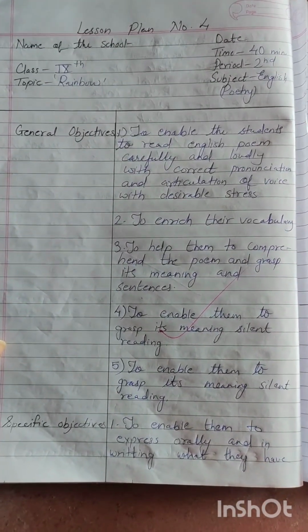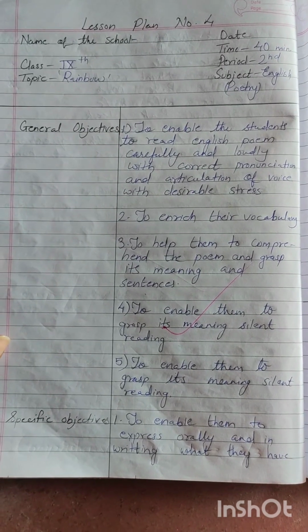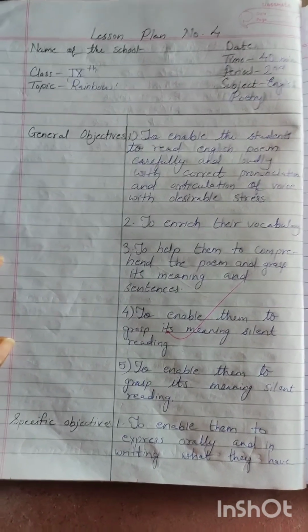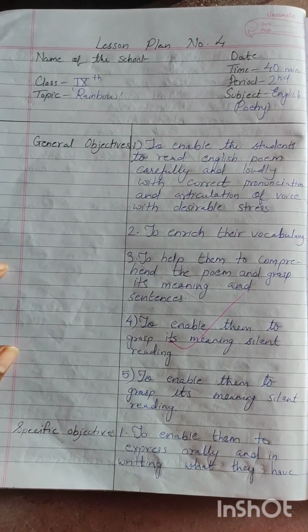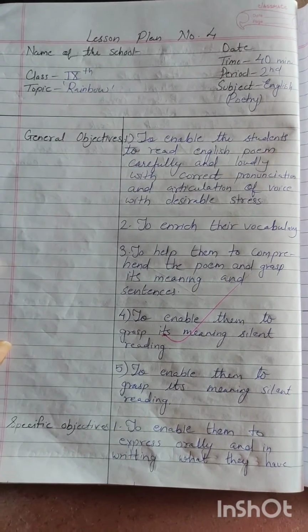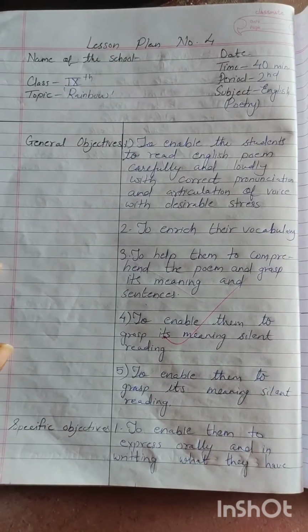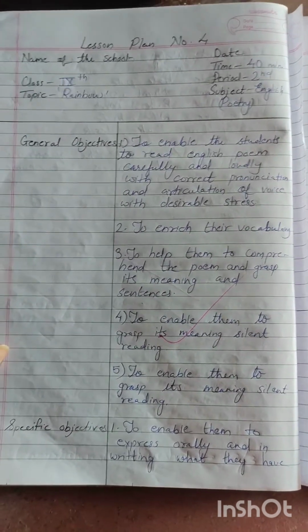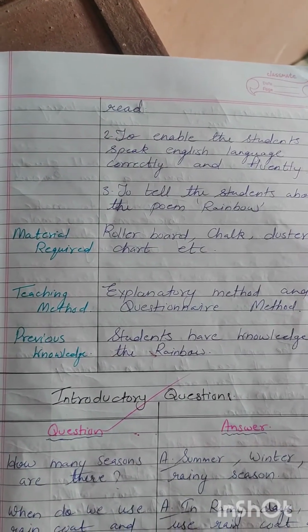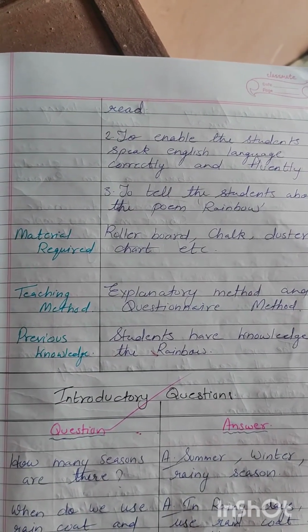Then specific objective. Specific objective is directly related with the topic which you are going to teach in the class. For my example lesson plan, rainbow: students become aware about the rainbow, the colors of the rainbow and many more. You have to write only 4 to 5 points. Then the next point is material required: roller board, chalk, duster, chart, etc.